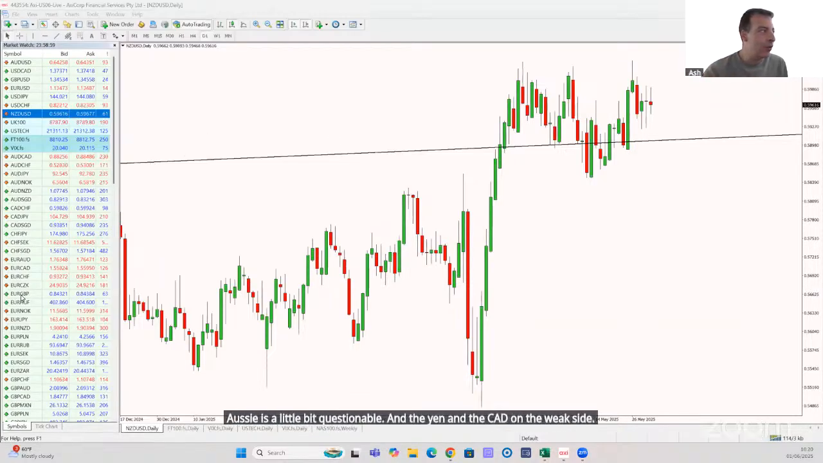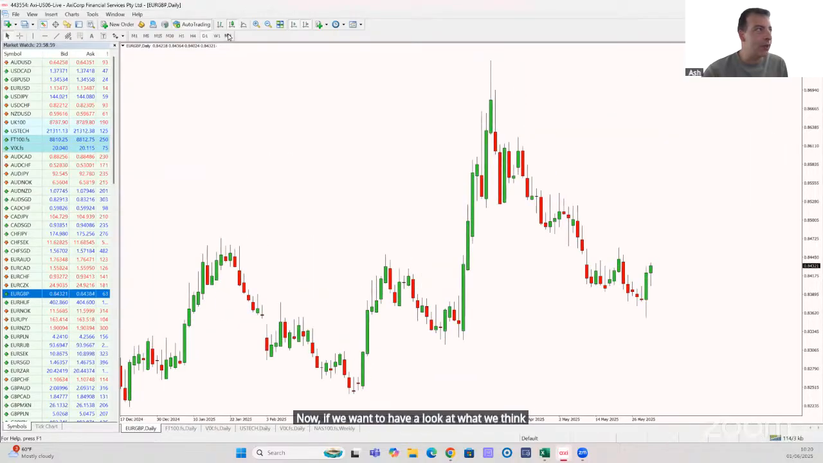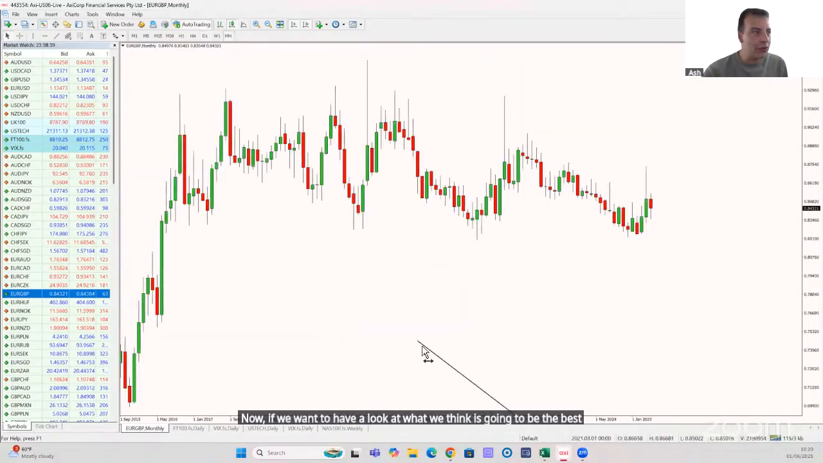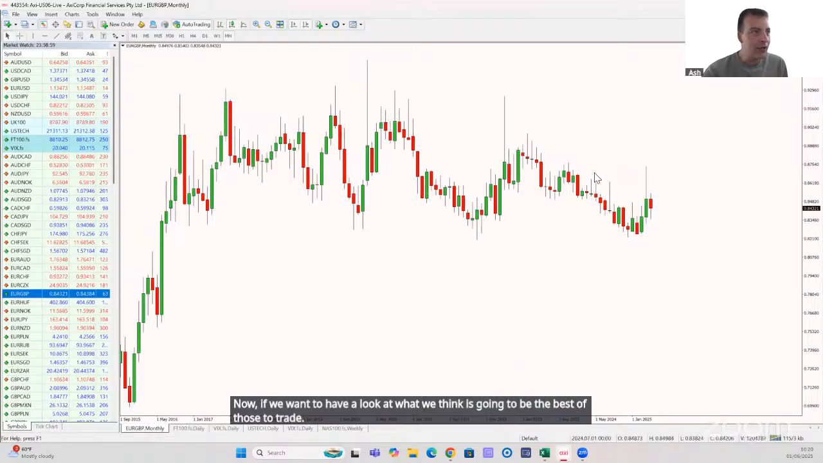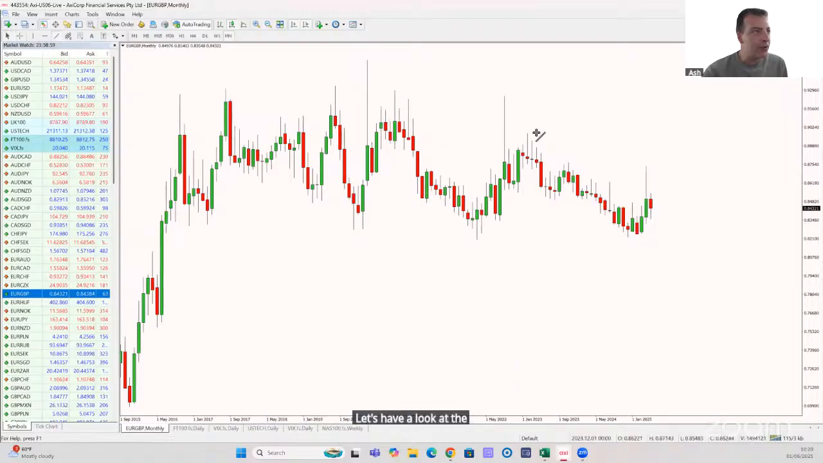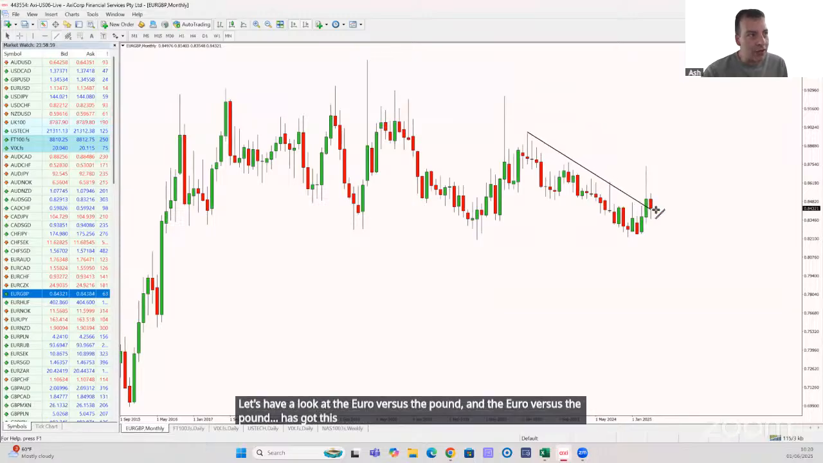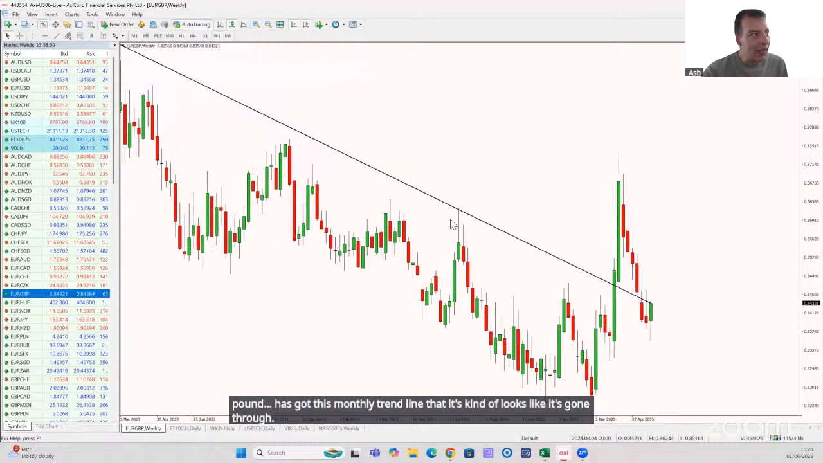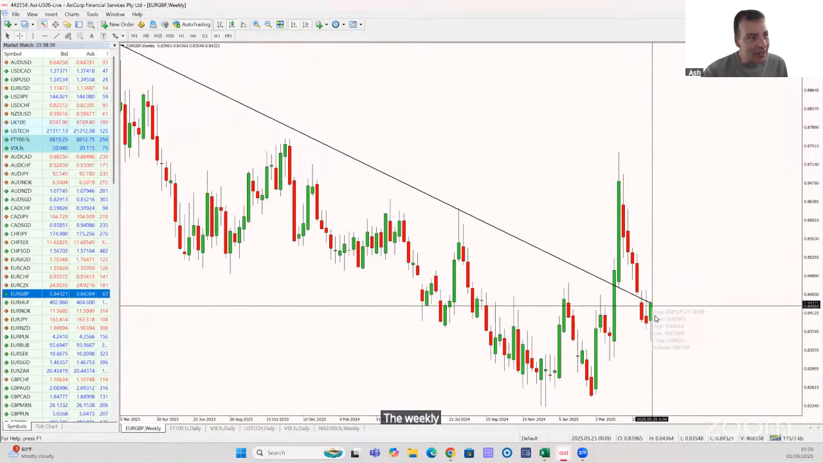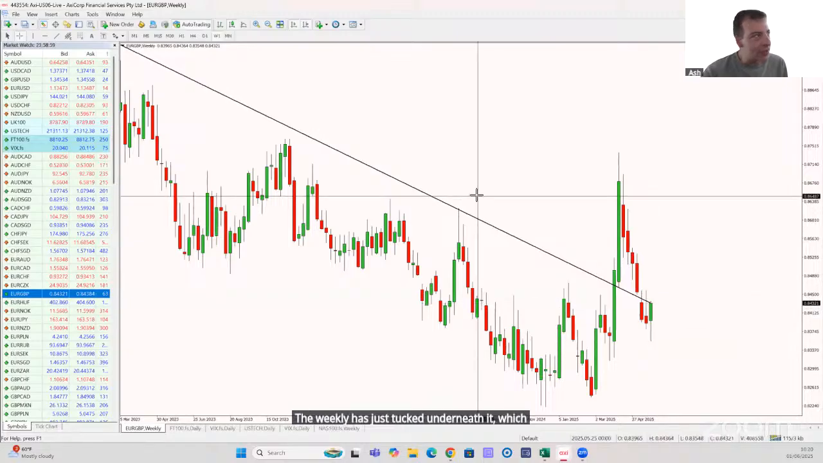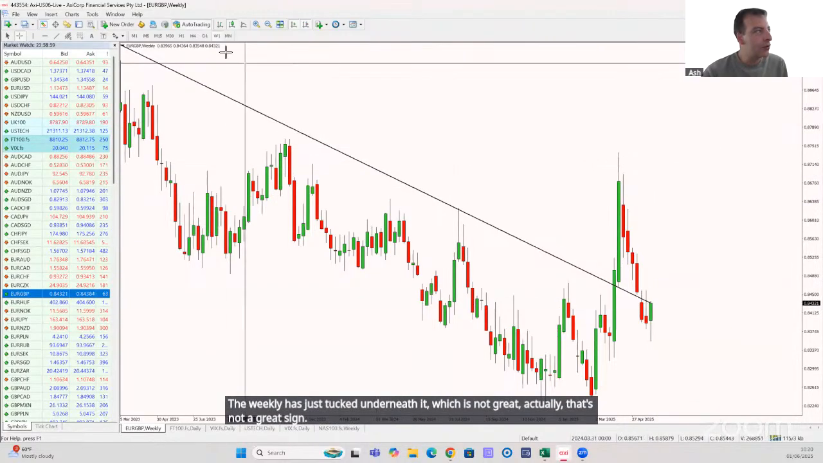Now, if we want to have a look at what we think is going to be the best of those to trade, let's have a look at the euro versus the pound. And the euro versus the pound has got this monthly trend line that it looks like it's gone through. The weekly has just tucked underneath it, which is not great, actually. That's not a great sign at all.